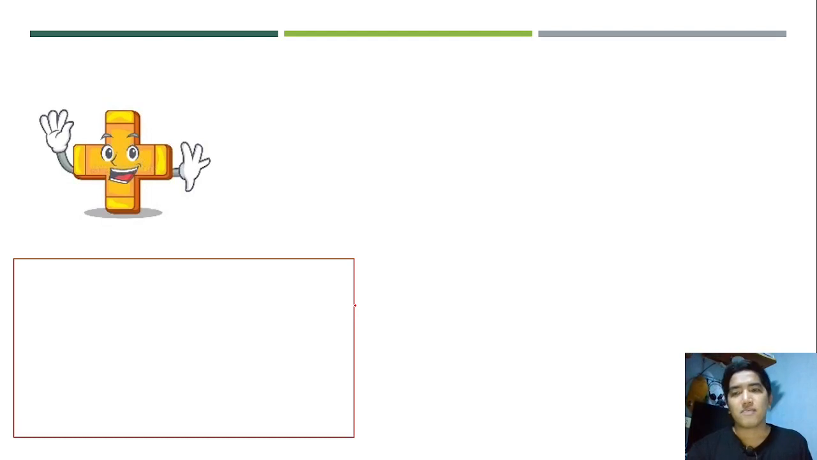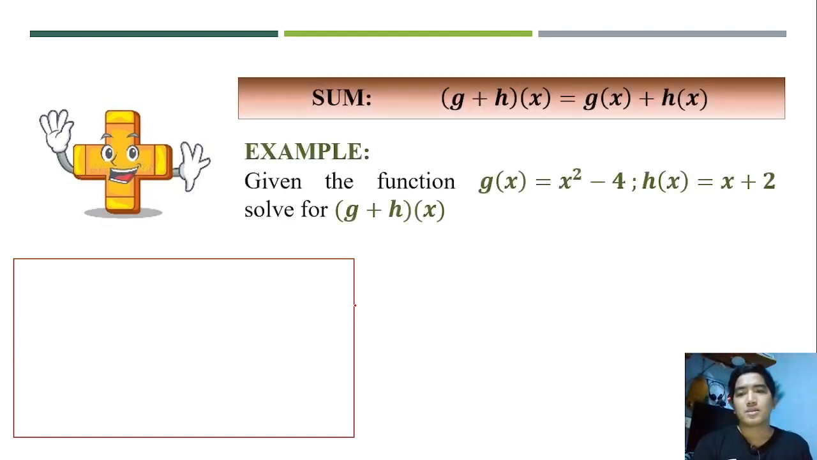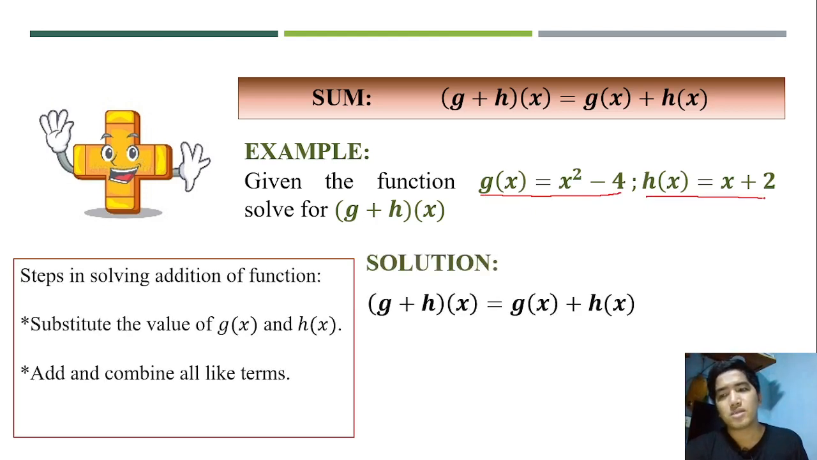Let's have an example for addition. Given the function g of x is equal to x squared minus 4 and h of x is equal to x plus 2, solve for the value of g plus h of x. This means we just add the function g of x to the function h of x. For our solution, we need steps in solving addition of functions.